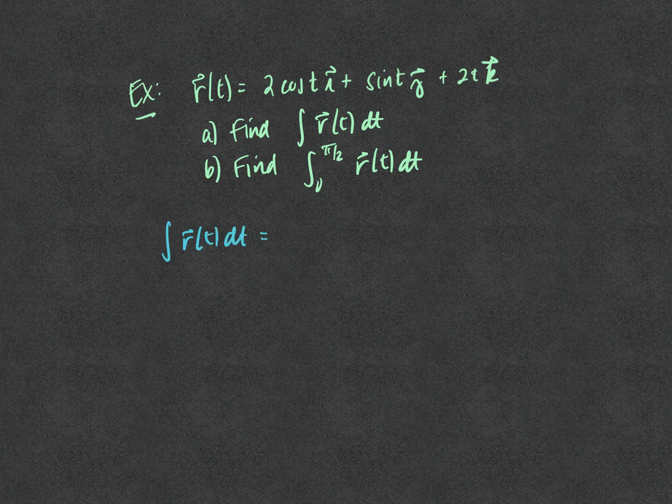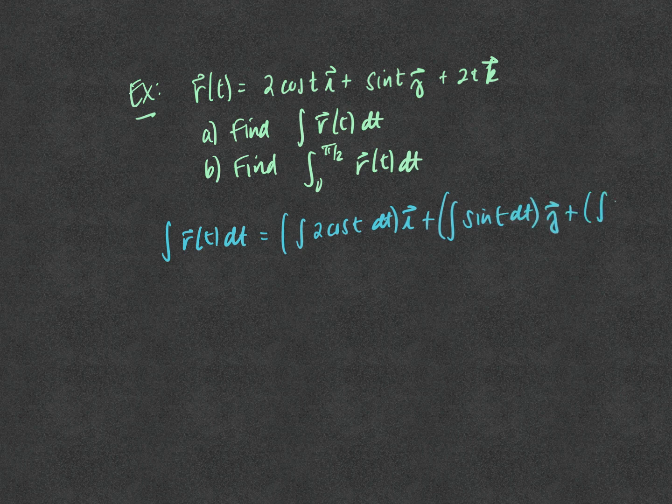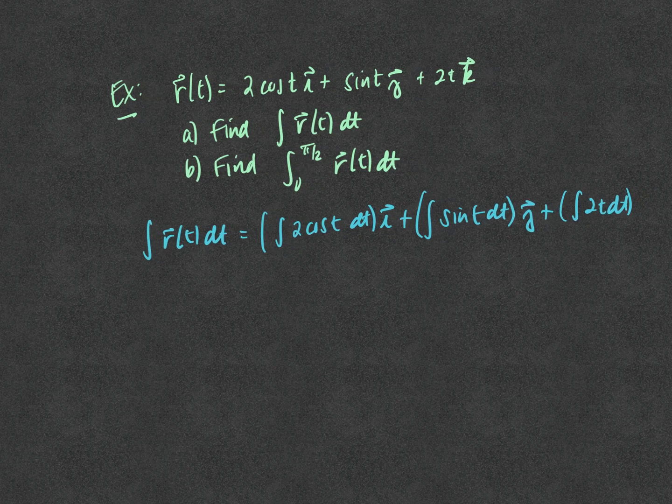When we do, we're going to integrate each piece separately. I'm going to write it out in painstaking detail on this first one. So we have the integral of 2 cosine of t dt i, plus the integral of sine of t dt j, plus the integral of 2t dt k.